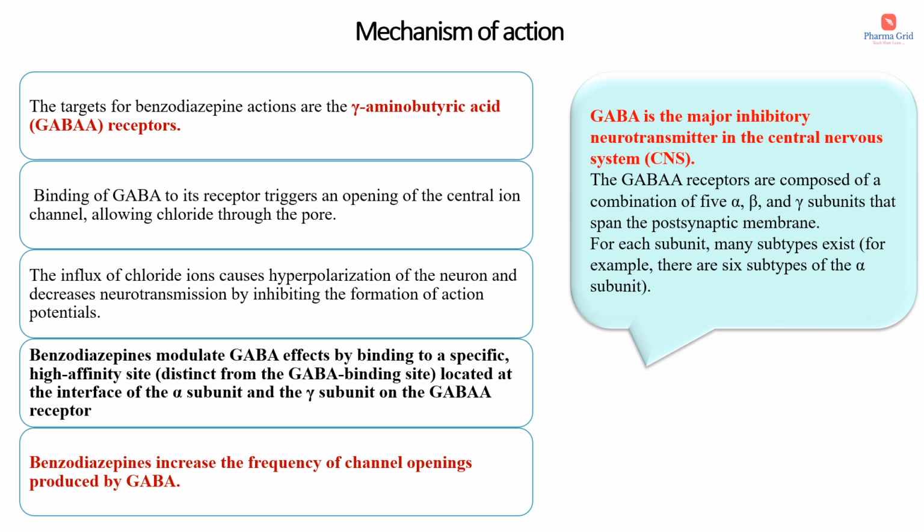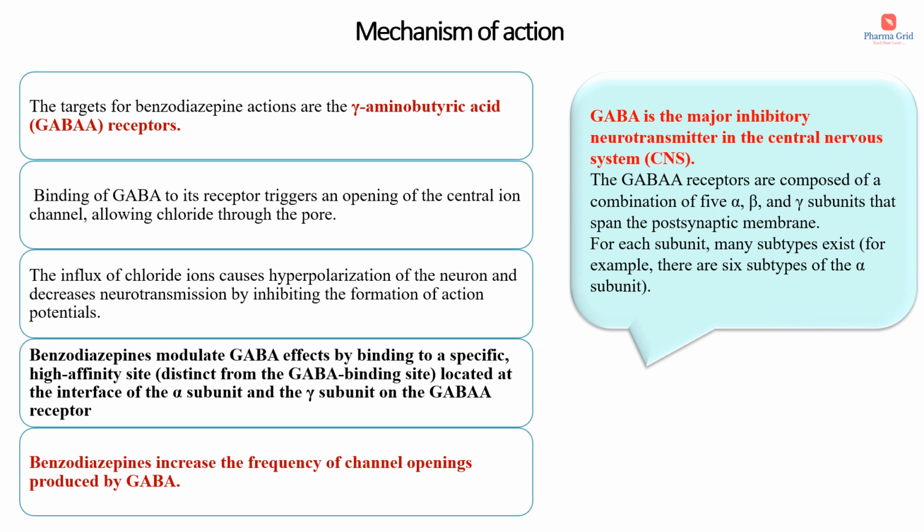So now what will benzodiazepines do? Benzodiazepines modulate GABA effects by binding to a specific high affinity site that is distinct from the GABA binding site, located at the interface of the alpha subunit and the gamma subunit on the GABA A receptors. So benzodiazepines will act on the GABA receptor chloride channel complex and potentiate GABAergic action. They will potentiate the effects of GABA by increasing the frequency of chloride channel opening produced by the GABA. So the binding of GABA is enhanced by benzodiazepines, resulting in greater entry of chloride ions.